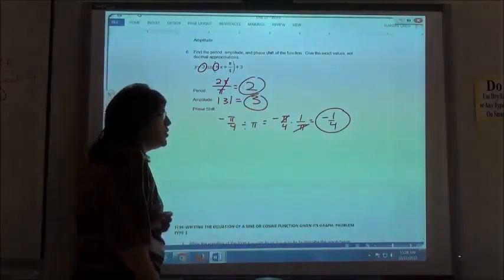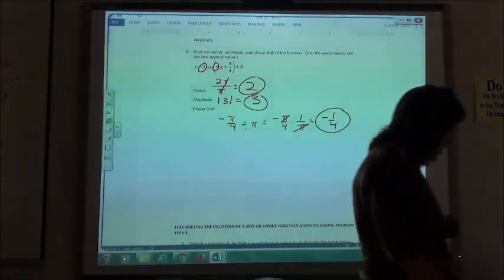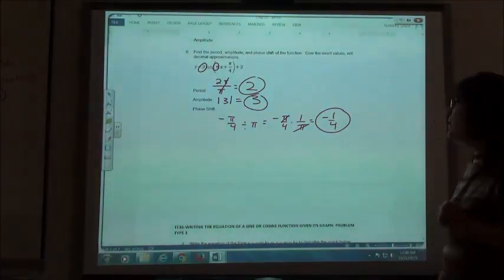So my period is 2, my amplitude is 3, and my phase shift, negative 1/4.